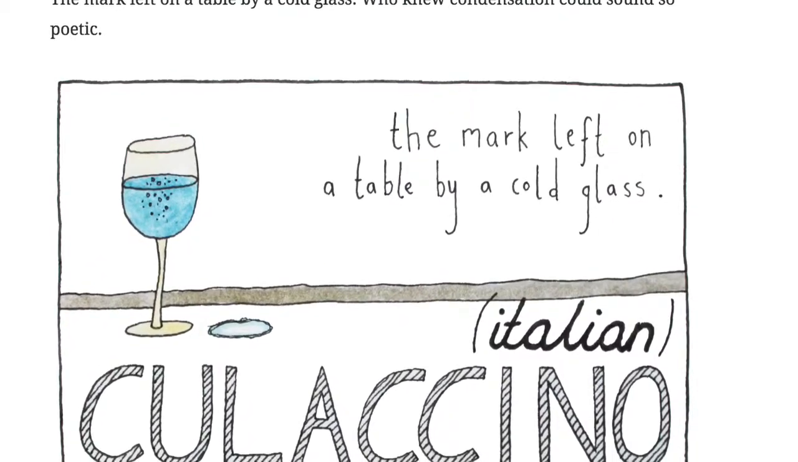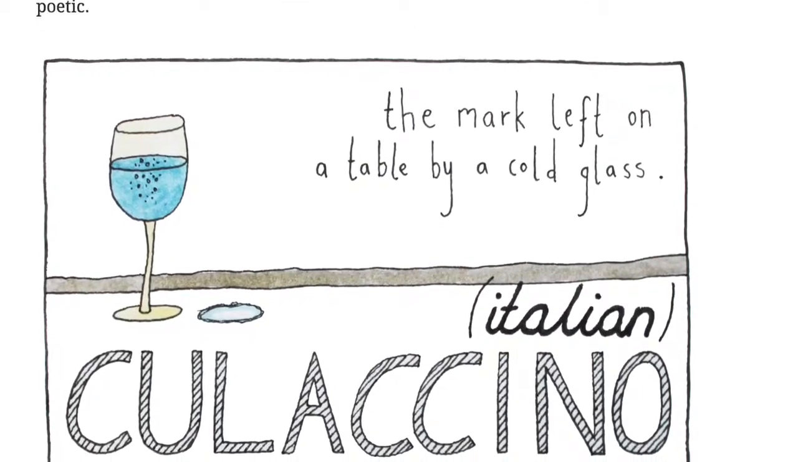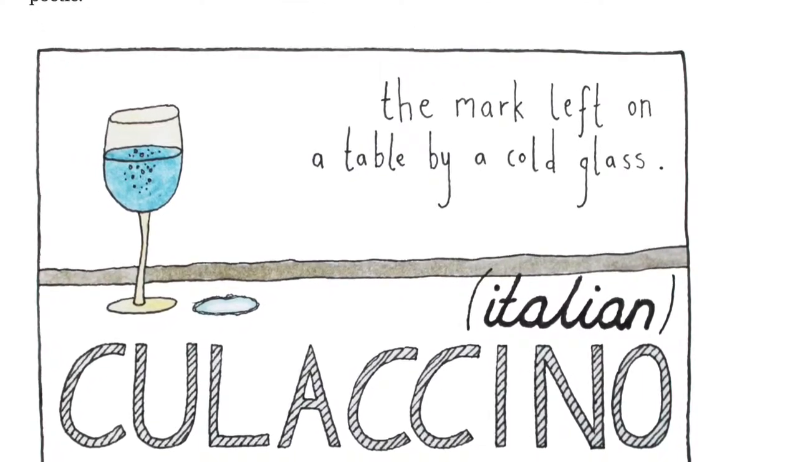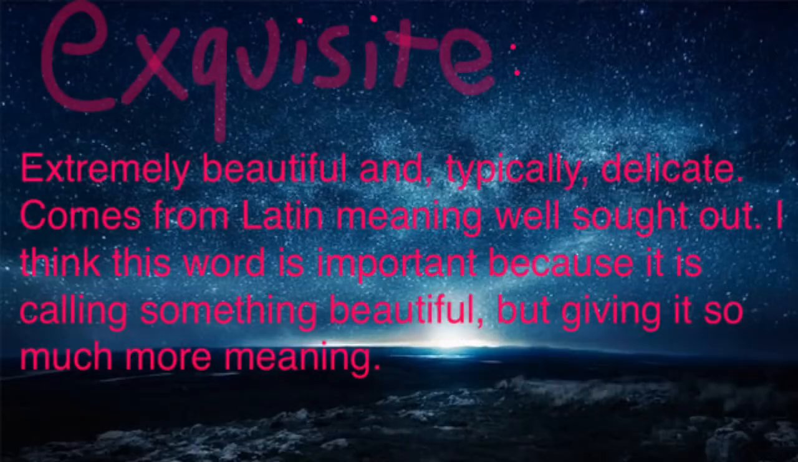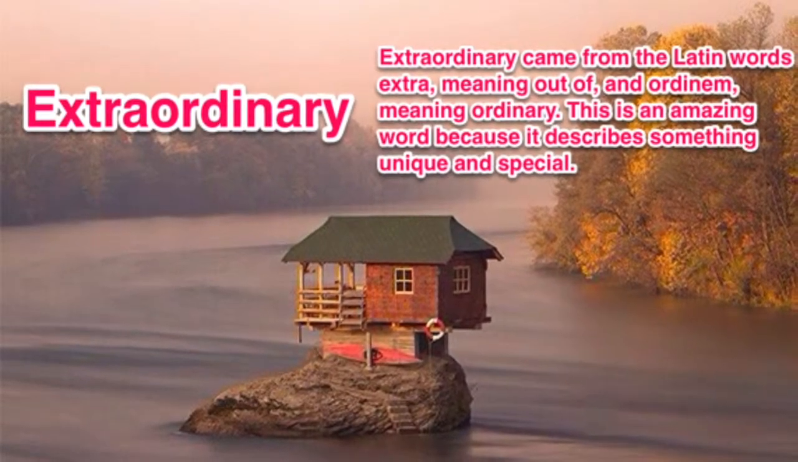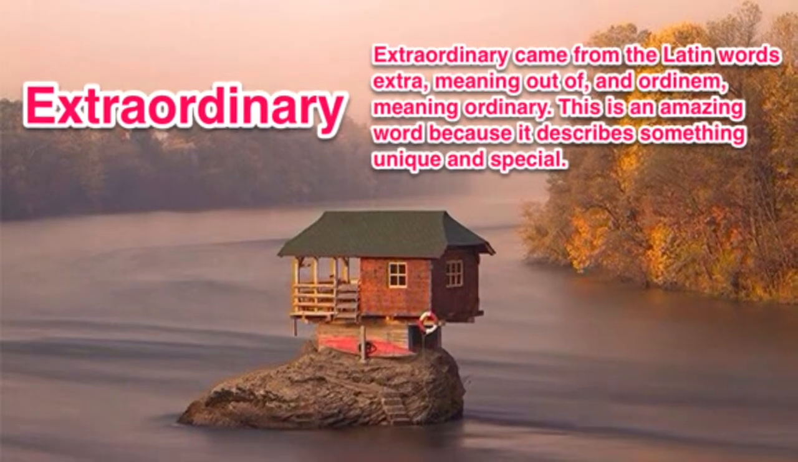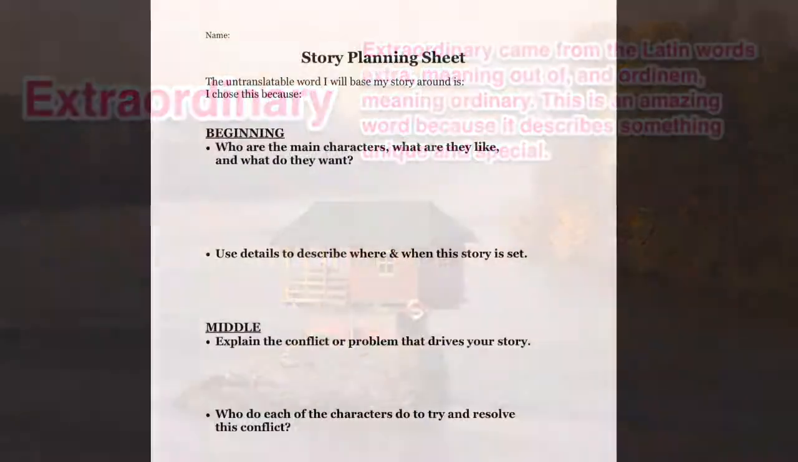This is by far my favorite, however. Colicino, that wet circle left on a table by a cold glass. After a brief discussion of the power of language, in which each student selected a favorite word and used sketch to show their classmates what they think it adds to the English language, I shared this blog post, and each student examined the 11 untranslatable words.